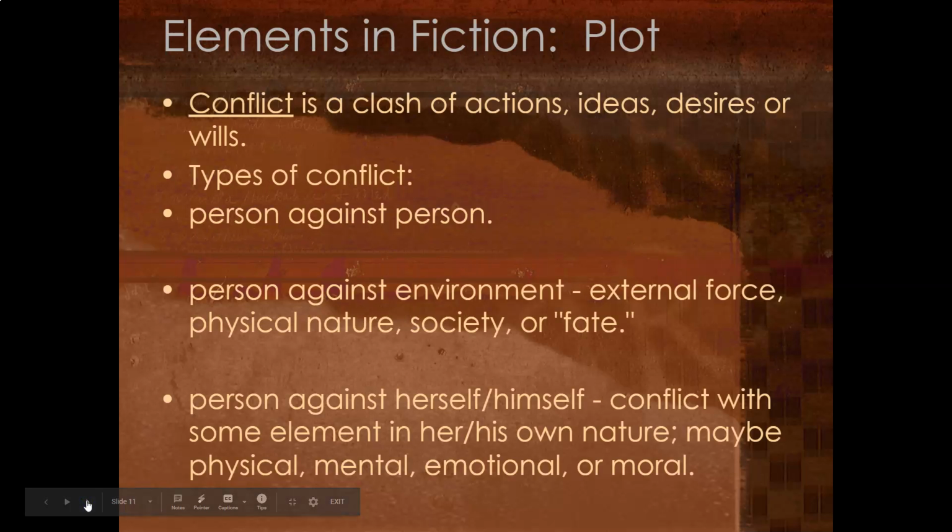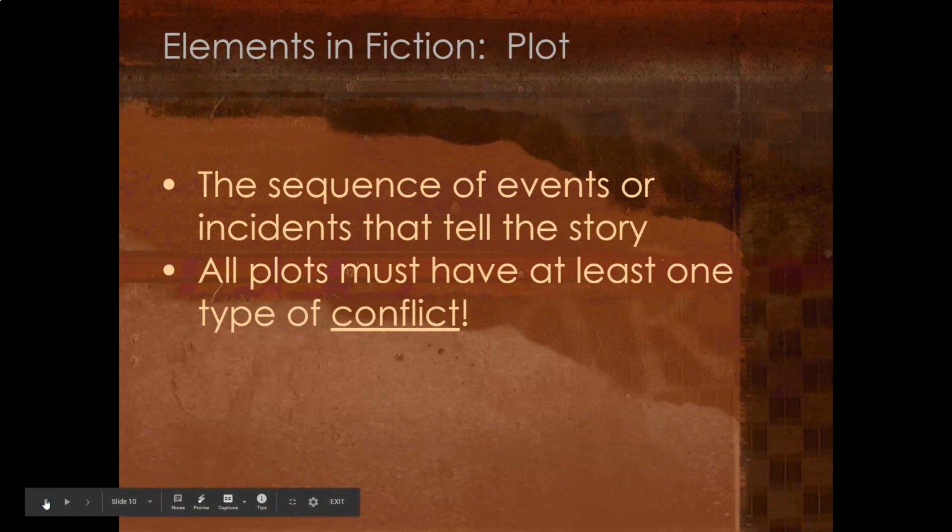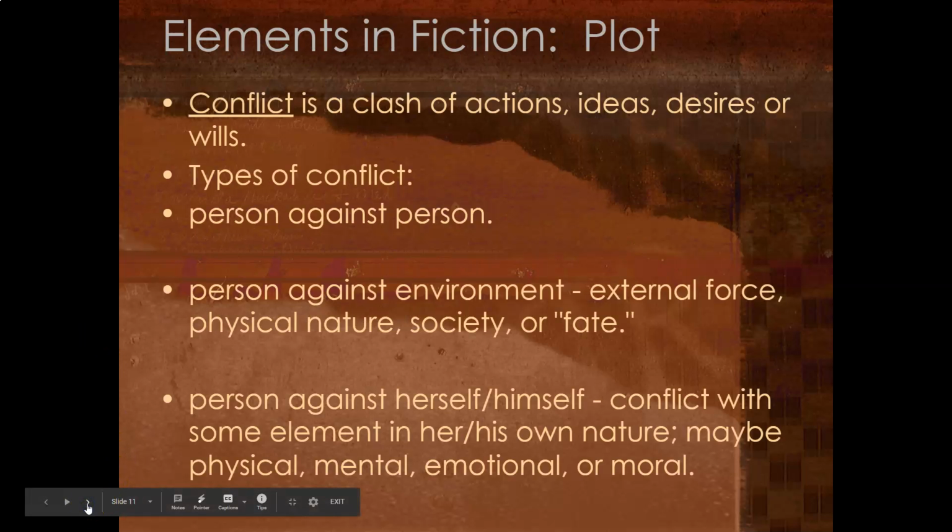Next, we'll talk about plot. Plot is a sequence of events or incidents that tell the story. Importantly, all plots must have at least one type of conflict. So, as you're reading the story, you want to look for conflict and identify the major conflicts that occur within the story. A conflict in literature is a clash of actions, ideas, desires, or wills.